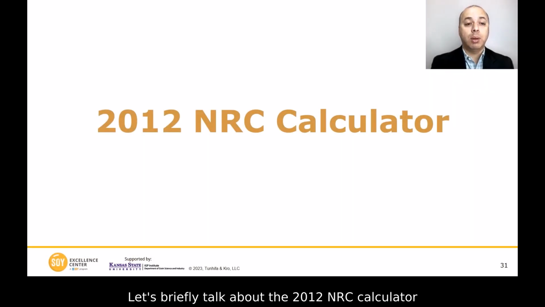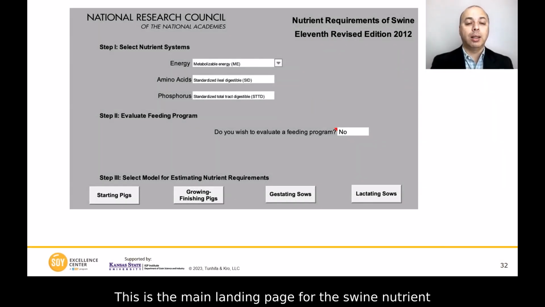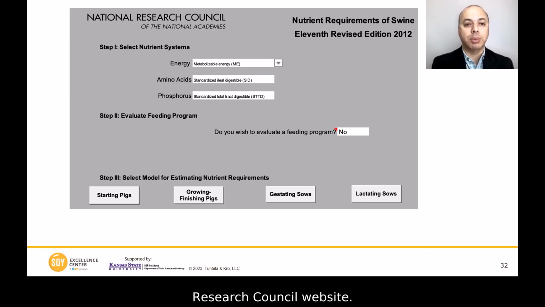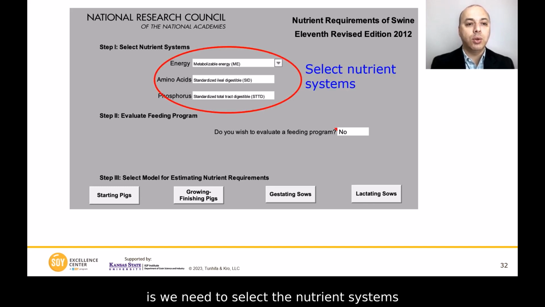Let's briefly talk about the 2012 NRC calculator for nutrients. This is the main landing page for the swine nutrient calculator, which you can obtain for free from the National Research Council website. So the first thing that we need to do is select the nutrient systems for energy, for amino acids, and for phosphorus.